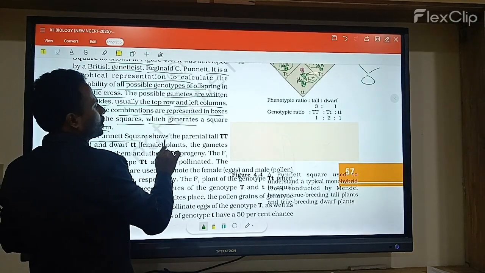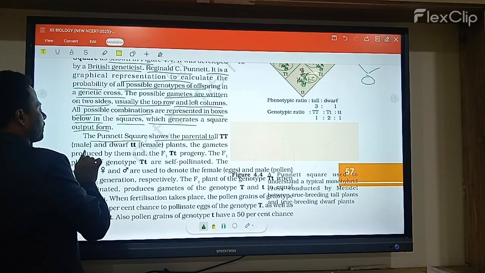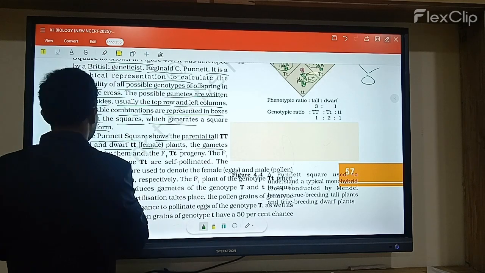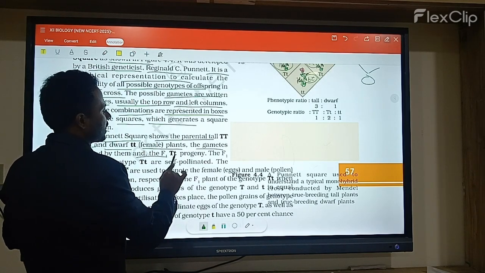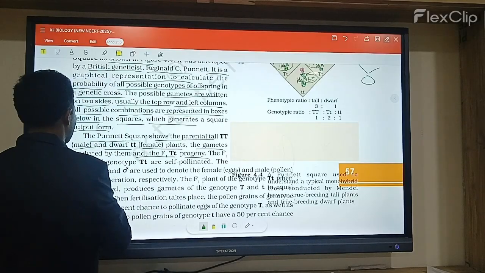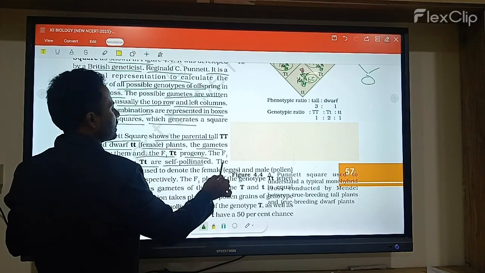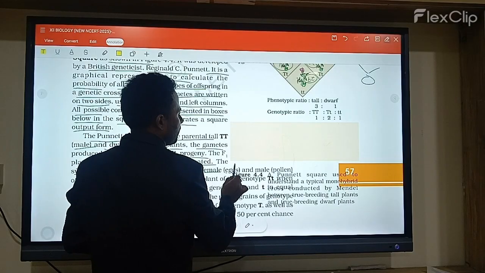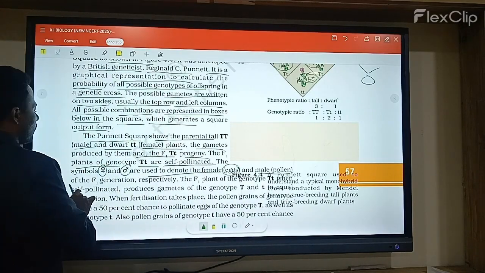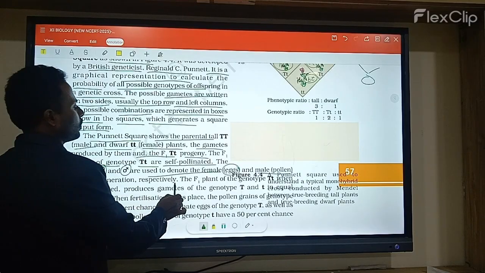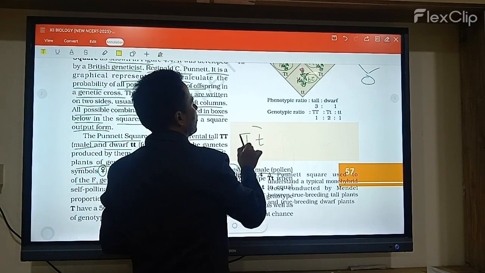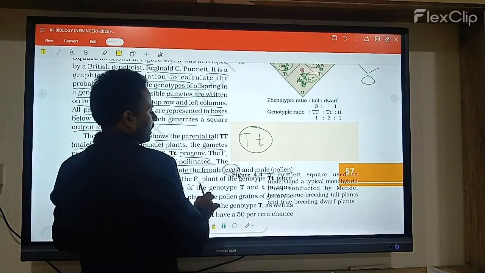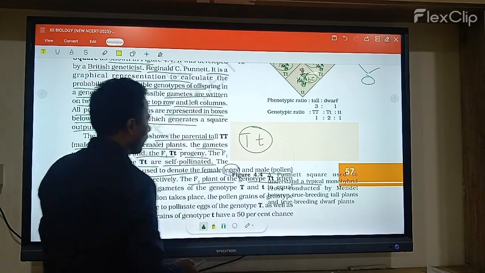The Punnett square shows the parental characters: capital T for the male tall plant and small t for the female dwarf plant. The gametes produced give capital T small t in the F1 generation progeny. The F1 plant, with genotype capital T small t, is self-pollinated. The female symbol is used for female egg cells and the male symbol for pollen grains. In the F1 generation we get capital T small t. Now after the F1 generation, this is understood as a typical monohybrid cross, the self-pollinated.